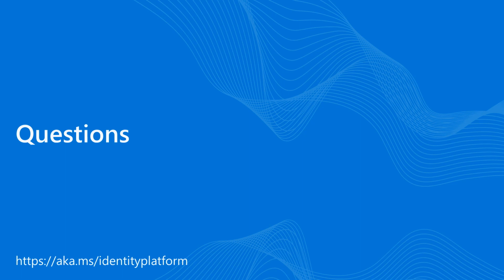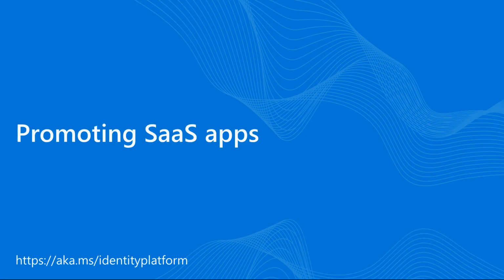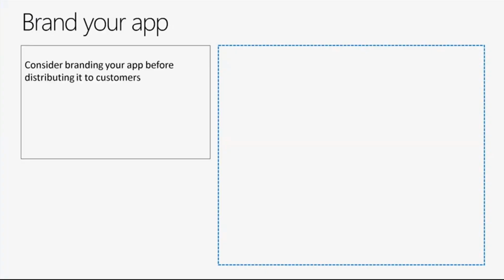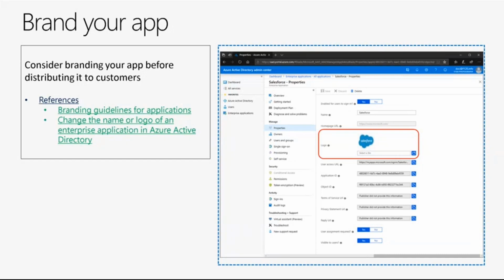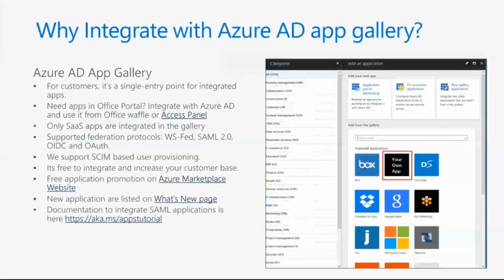Okay. Couple of other items that I will quickly cover here. If you are an ISV, we have various means available for you to promote your SaaS applications. The first thing we would want you to do is to brand your application correctly so that the end customers, when they obtain it, see more professional work. I provided you some links here that you can use.